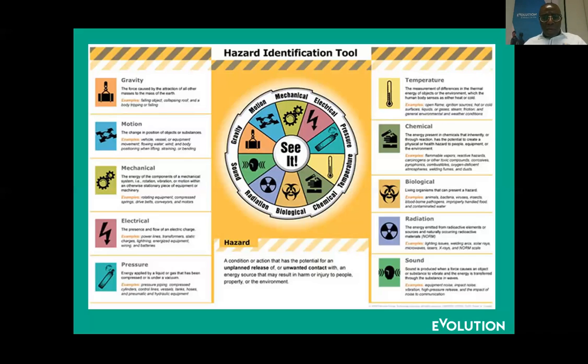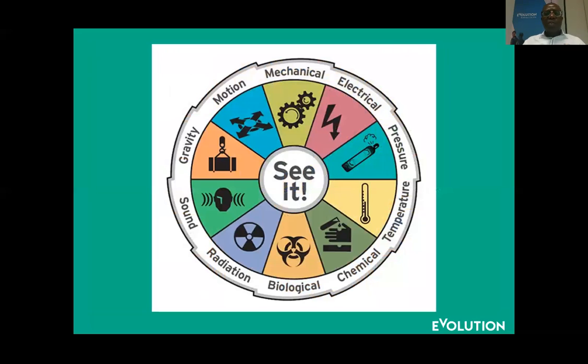And they may result in harm or injury to people, property or the environment. So they are telling you that a hazard is a condition or action that has the potential to release unwanted danger. These are the hazards that exist in most workplaces. Not everywhere. For instance, if you're working in an office environment, you might not have any of these electrical, mechanical or biological hazards.